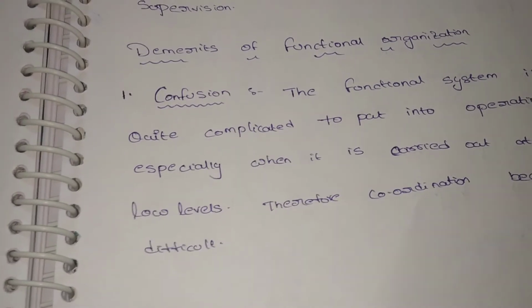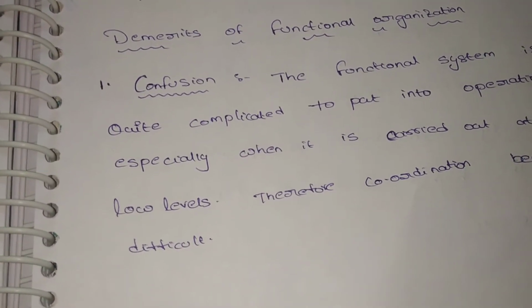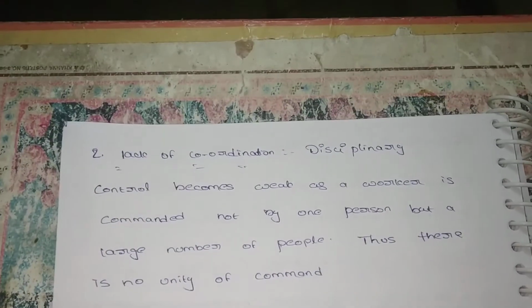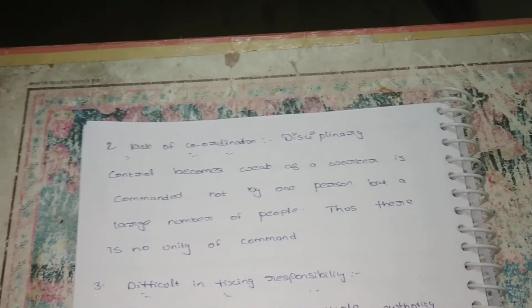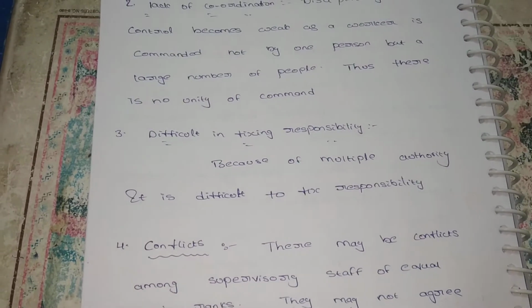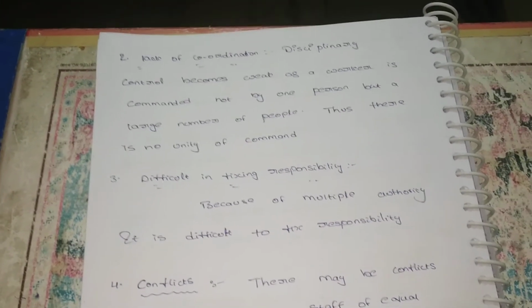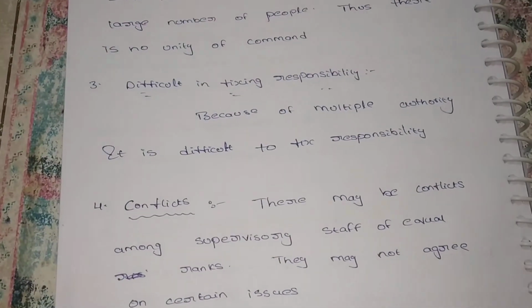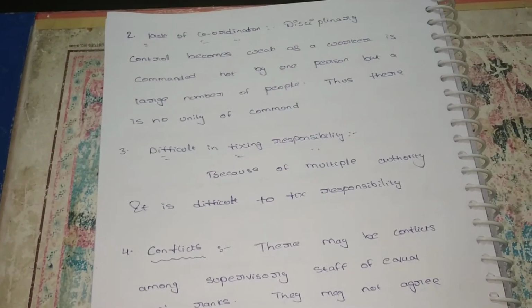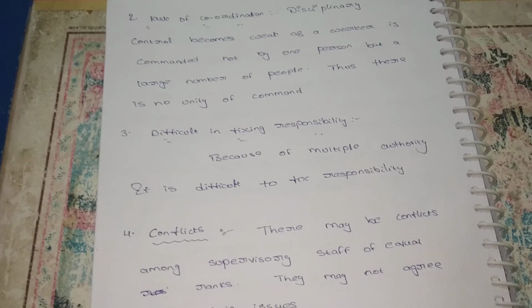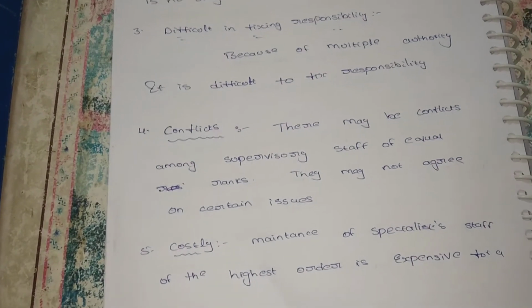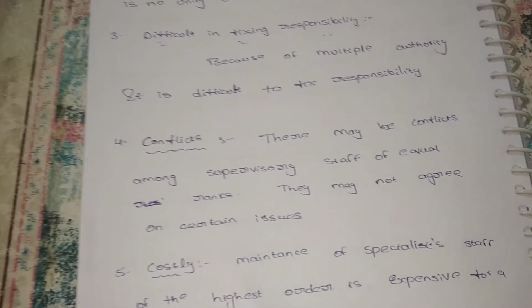What are the disadvantages? First, confusion, because every employee has two superiors, so the employee gets confused about which superior's decision to follow. Next, lack of coordination. These two people do not have any coordination, which is also a disadvantage. And difficulty in fixing responsibility, because there are multiple authorities, so we cannot fix the responsibility. Next, conflicts, because the supervisor and staff are of the same rank, so conflicts may occur. Next, costly. The main objective is to put specialized people in top management, and for the specialization, we have to pay high money. So these are all the disadvantages.